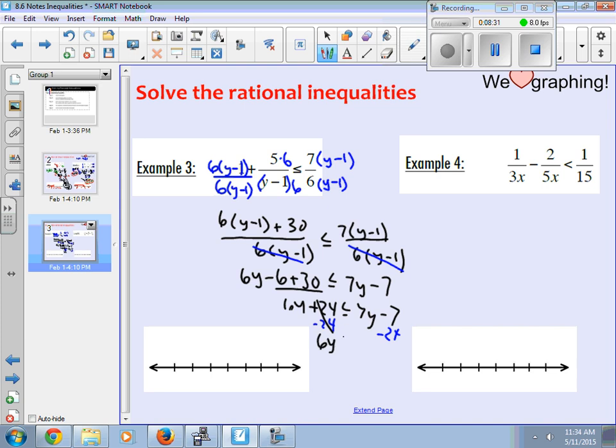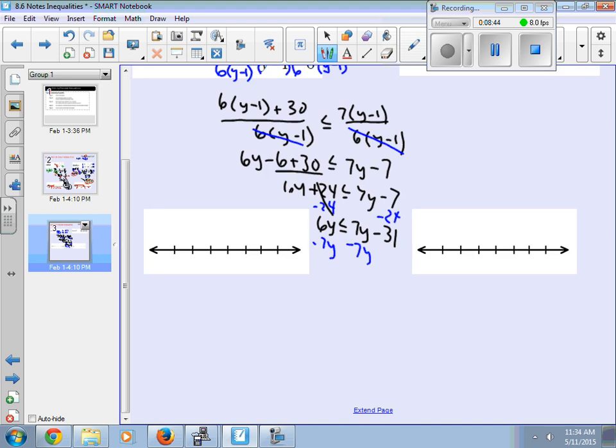Okay, so if you subtract 24, that cancels out. You got 6y is less than or equal to 7y minus 31. Okay, then we would have to minus 7y. These cancel out, so you got negative 1y is less than or equal to negative 31. Last step, divide. Okay, remember before how we talked about inequalities? Anytime you divide by a negative, you need to switch the sign. So you got y, this should be positive 31. But in this case, since we divide by negative, we do need to switch the sign. So we get that y is greater than or equal to 31.